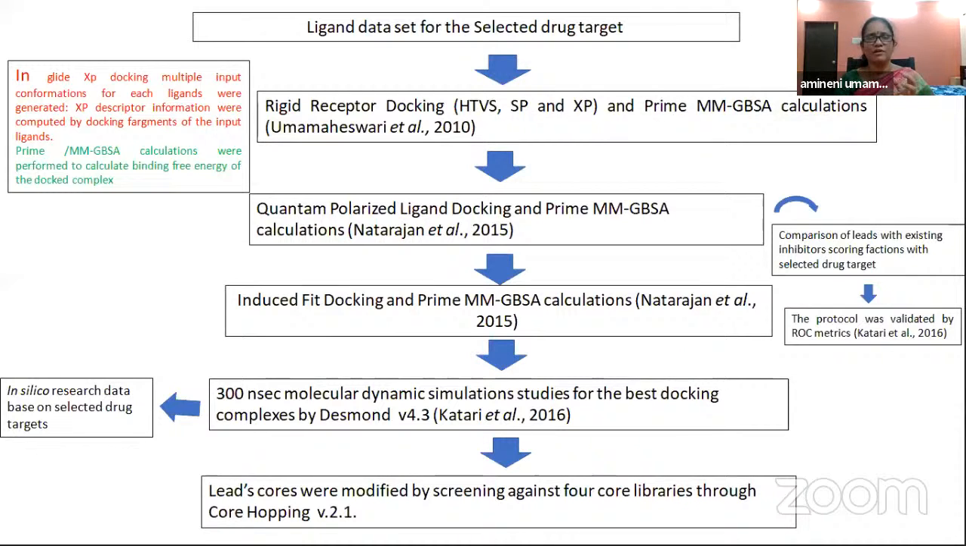In induced fit docking, instead of giving flexibility to the entire receptor, we give flexibility to the side chains of the active site region, and in this condition we check whether our lead molecule is binding with the protein or not. If we get a good score in the induced fit docking also, then we propose it as a lead molecule. This docking is only one conformation of the protein and ligand complex.